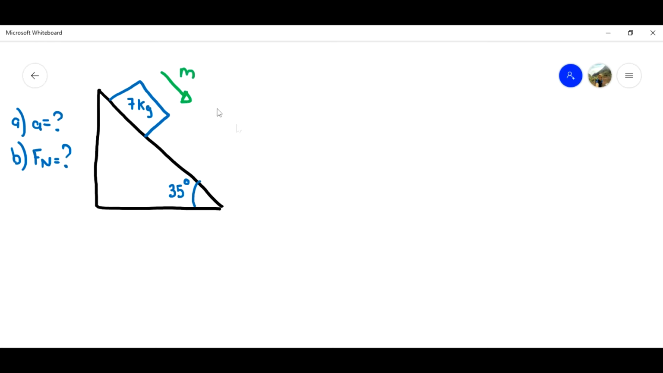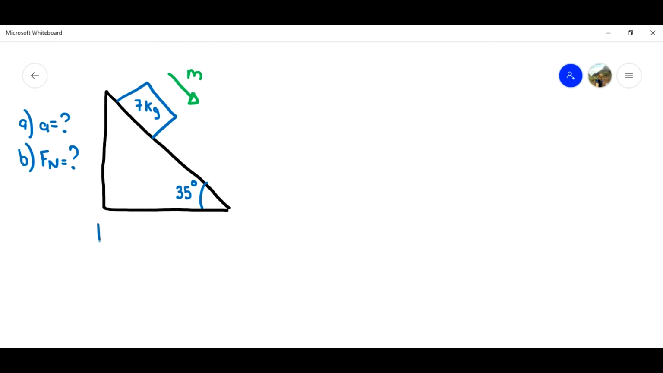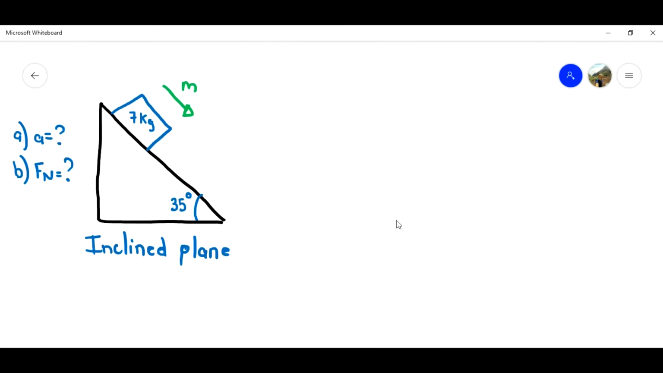If you can see in this drawing, there is no external force applied by a person or something like that. There is only the force of the weight, and we need to find the acceleration with which this block is going to travel and the normal force. I'm just going to write here that this is an inclined plane. Remember that in this problem we are not considering friction. In future problems we're going to do it, but not right now.